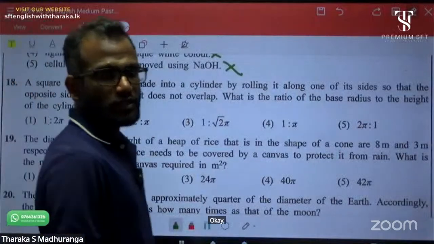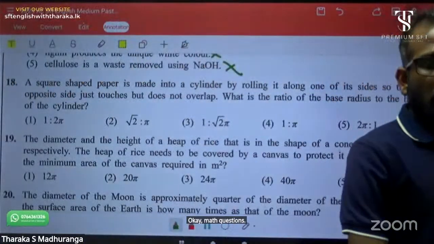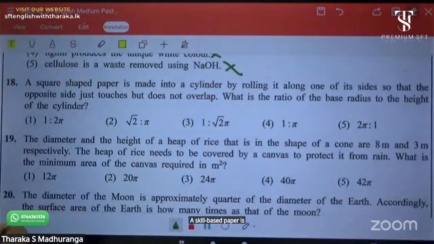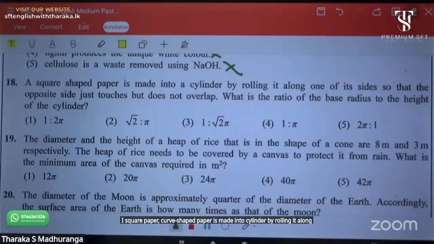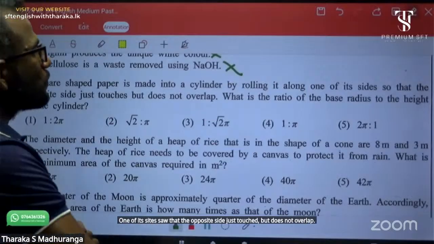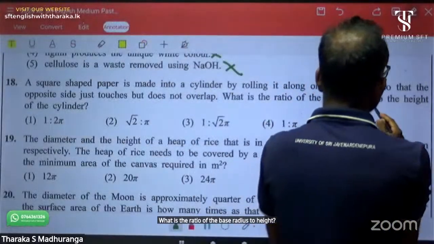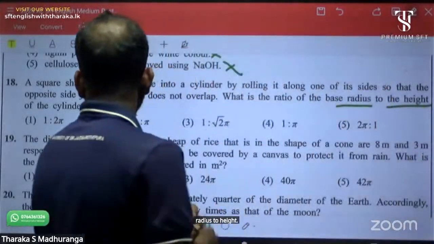Okay, math questions. A square-shaped paper is made into a cylinder by rolling it along one of its sides so that the opposite sides just touch but do not overlap. What is the ratio of the base radius to height? Radius to height of the cylinder.